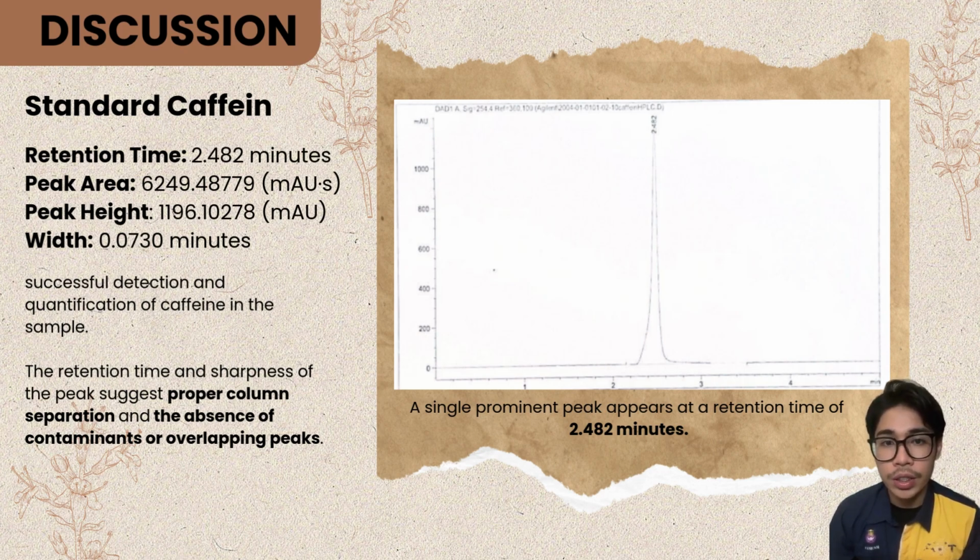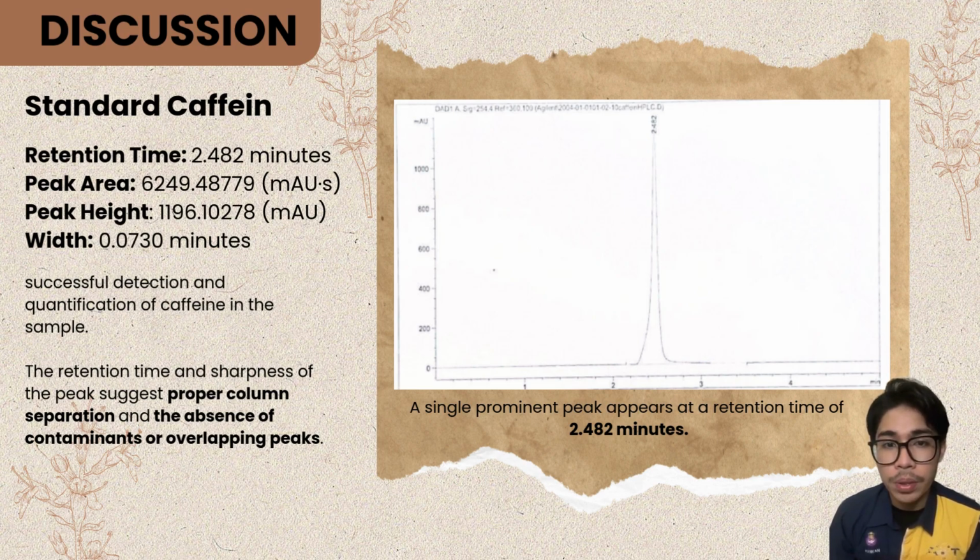So in this discussion, we will analyze the high-performance liquid chromatography result for the standard caffeine sample. The key parameters include retention time, peak area, peak height, and width. The retention time for the standard caffeine sample was recorded at 2.482 minutes, indicating successful detection and quantification of caffeine.